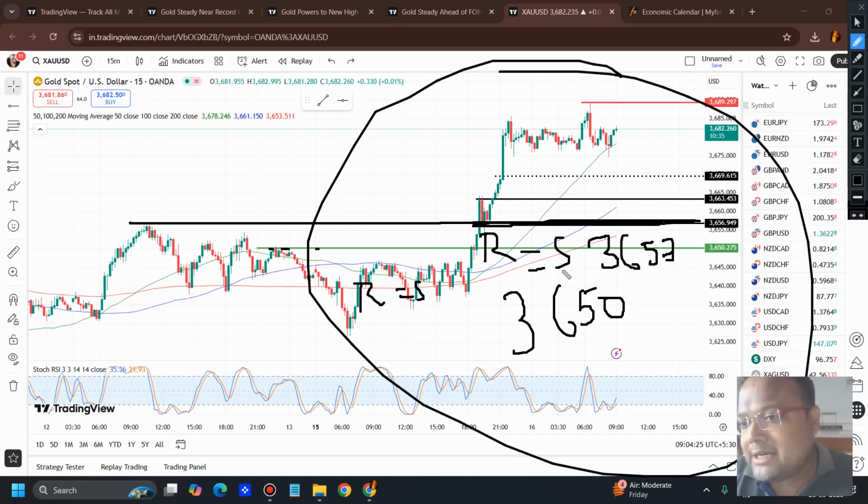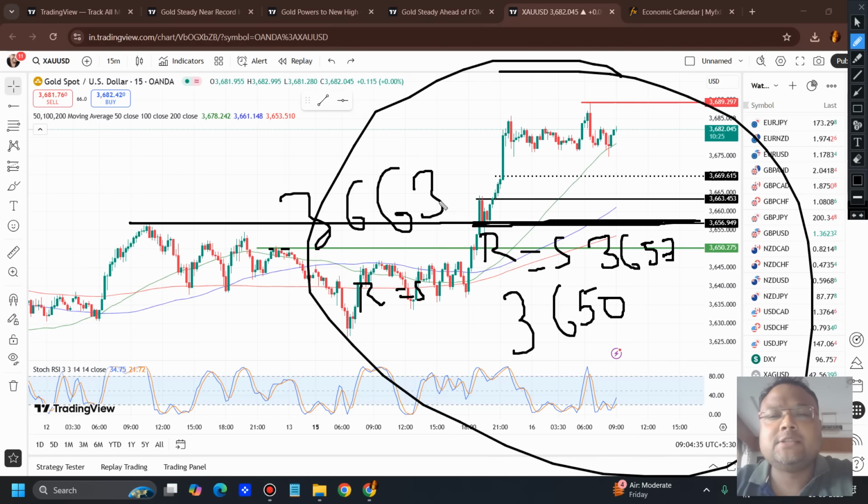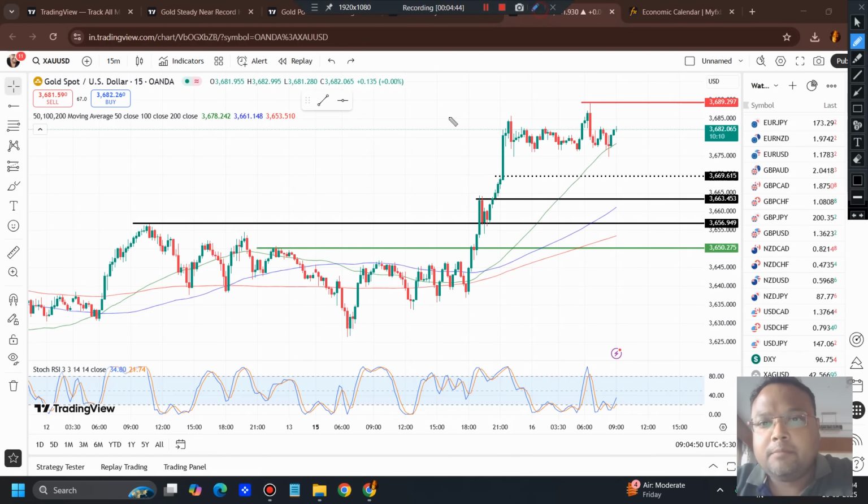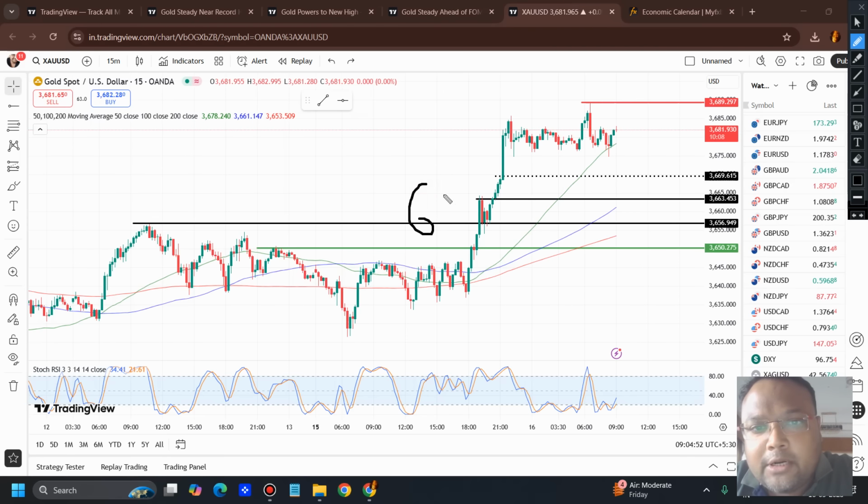But the only problem is that they are far away from the current market price. So if you want some immediate levels, then we can also look for 63, means 3663, 3664, and we can also look for support around 3669, 3670. These are the two levels. Let me write down in a clear manner. We can also look for support around the 64 and 70 area.